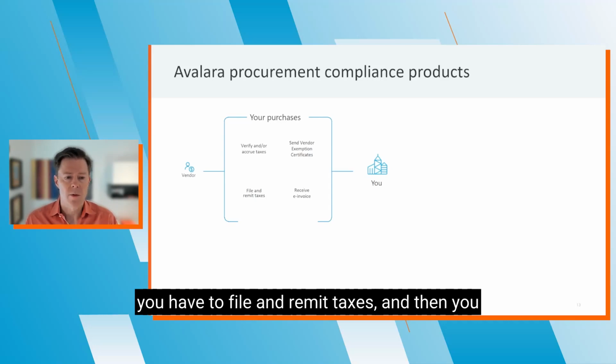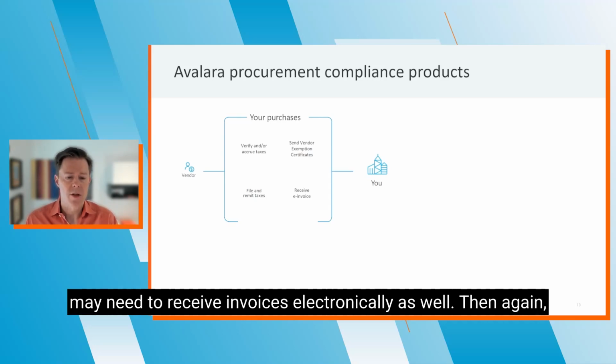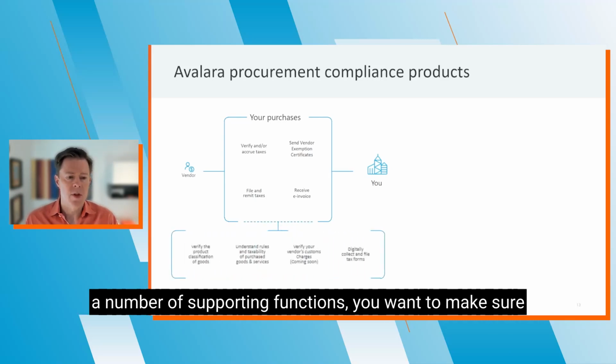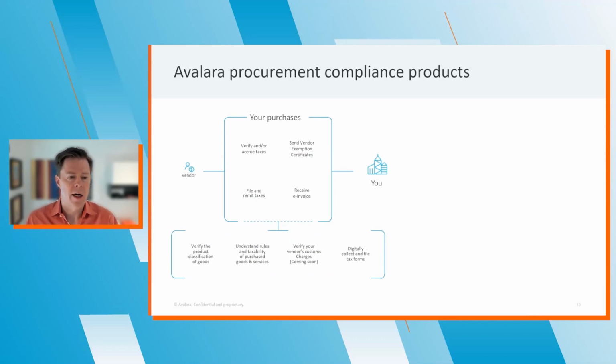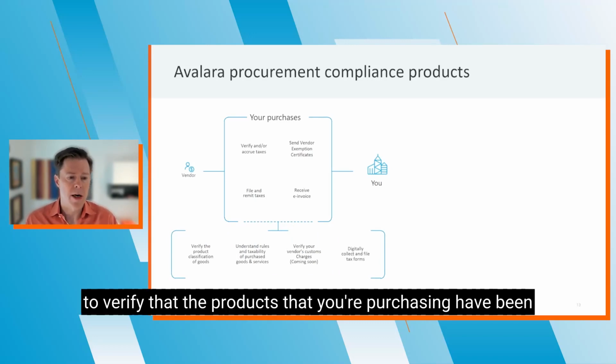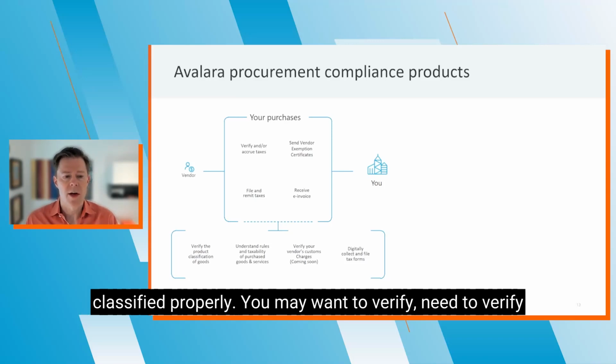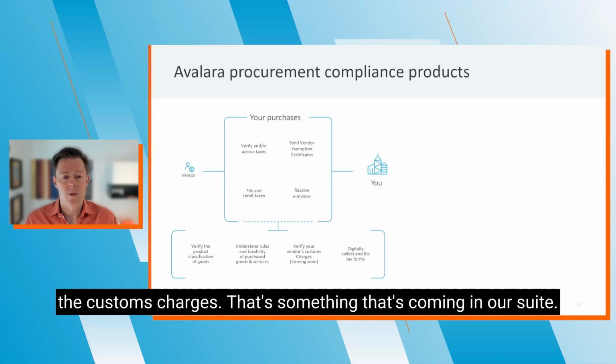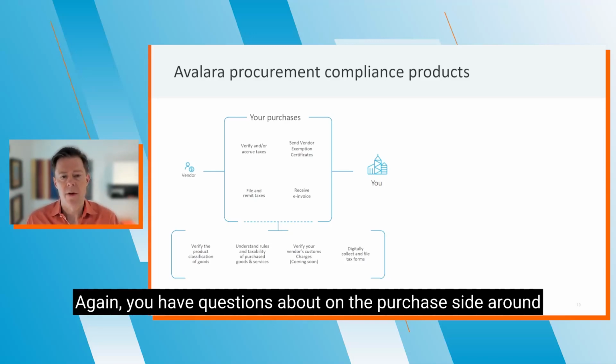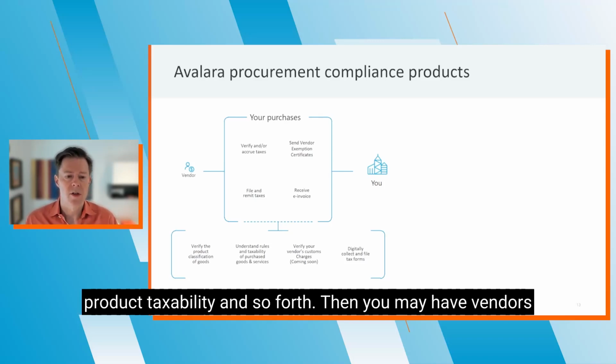Again, you have to file and remit taxes, and then you may need to receive invoices electronically as well. And then again, a number of supporting functions. You want to verify that the products that you're purchasing have been classified properly. You may need to verify the customs charges. That's something that's coming in our suite. Again, you have questions on the purchase side around product taxability and so forth.